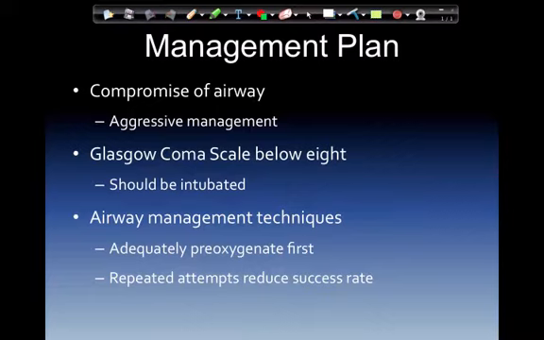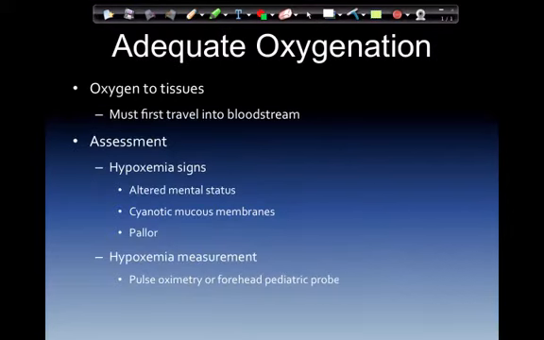Glasgow Coma Scale below 8, the patient should be intubated. Airway management techniques: adequately pre-oxygenate the patient first. Repeated attempts at intubation reduce the success rate. The book suggests a total of 2 attempts before switching to an alternate means. An example of this would be a supraglottic airway.